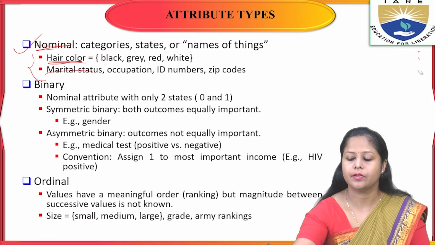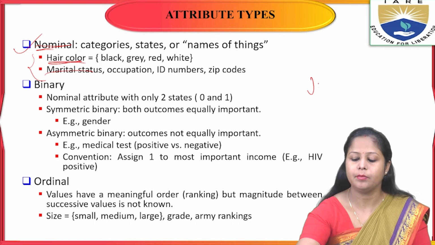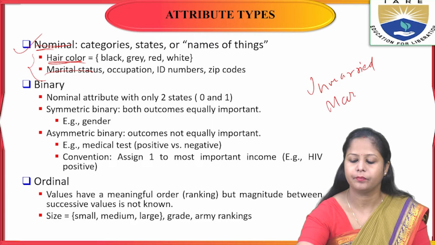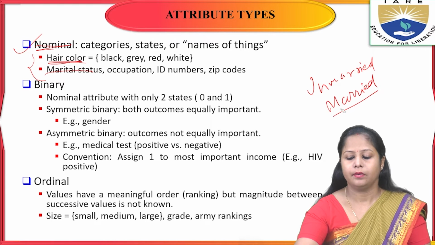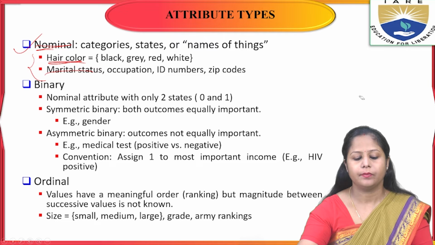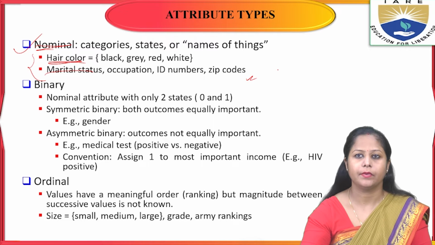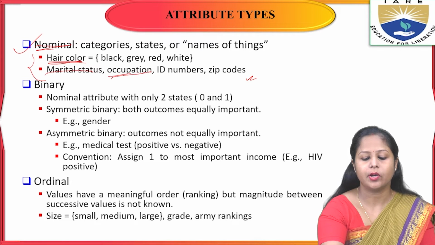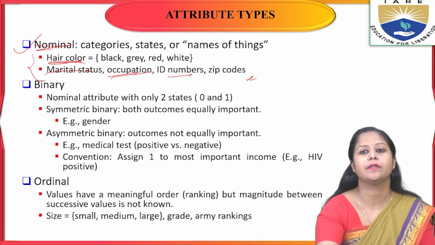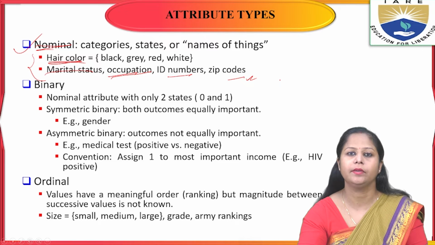Marital status has unmarried and married. Occupation also has some names of things. ID numbers also.